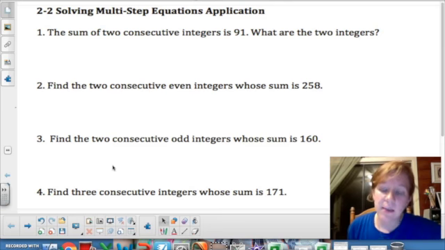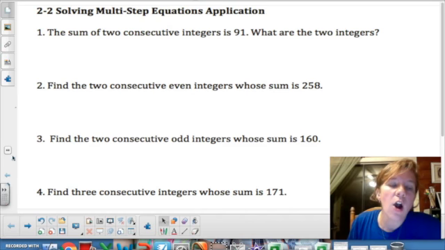All right, guys, so this application sheet has 3 different types of problems, so I'm going to try to really quickly go through one of each kind. Problems 1 through 4 are all what we call consecutive integer problems. I'm going to go through one of these problems, and hopefully it'll be enough information to get you through the rest of them. The problem says the sum of 2 consecutive integers is 91. What are the 2 integers?